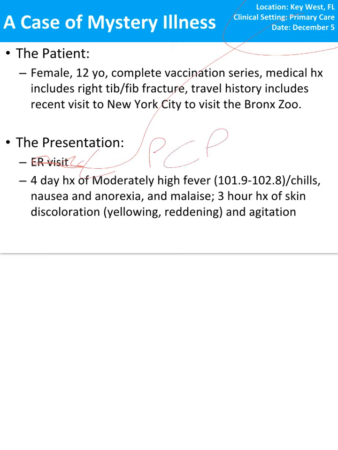And she's had a 4-day history of moderately high fever, so a bit higher than standard for a virus. She's had chills. She hasn't been eating. She's been feeling nauseous, but no vomiting. She's got malaise. She's just tired. She feels gross. For the past 3 hours, she's had a history of skin discoloration. So she's got some reddening spots. She's got some yellowing of her skin, and she's quite agitated.